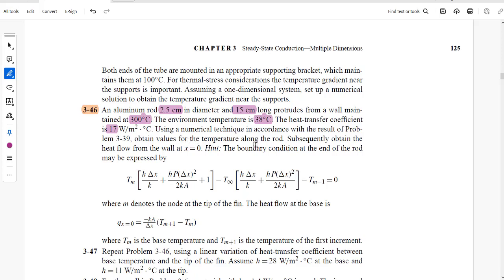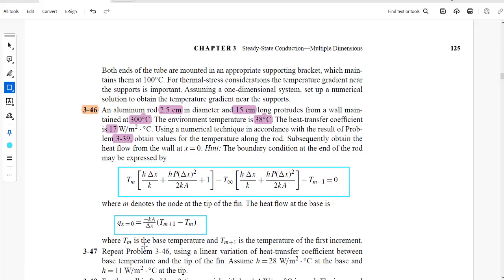So, using a numerical technique in accordance with the result of problem 39, obtain values for the temperature along the rod. Subsequently, obtain the heat flow from the wall at x equals 0. The hint is that the boundary condition at the end of the rod may be expressed by this formula, where m denotes the node at the tip of the fin. The heat flow at the base is given by an equation like this one, where Tm is the base temperature and Tm plus 1 is the temperature of the first increment.